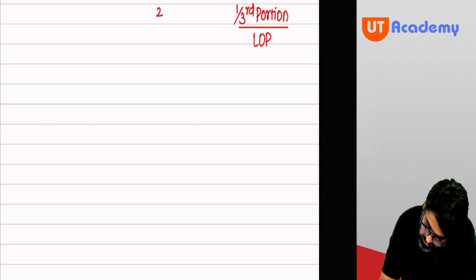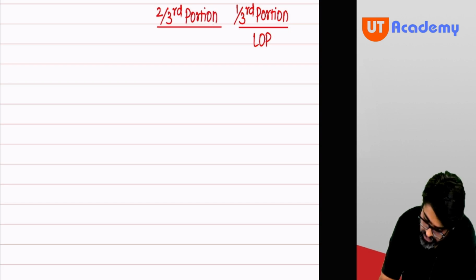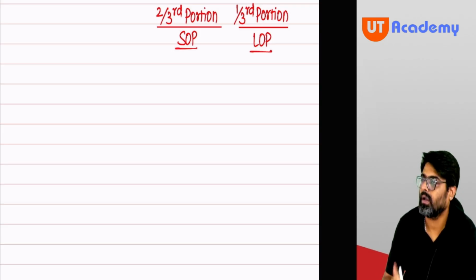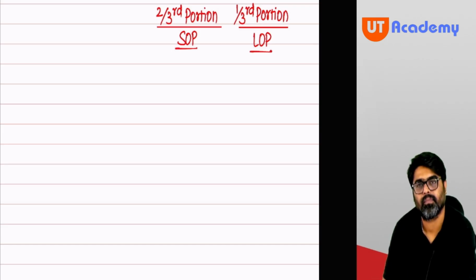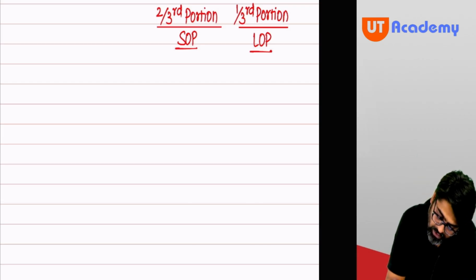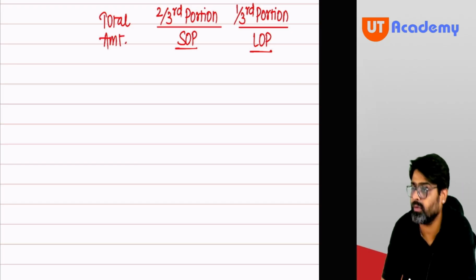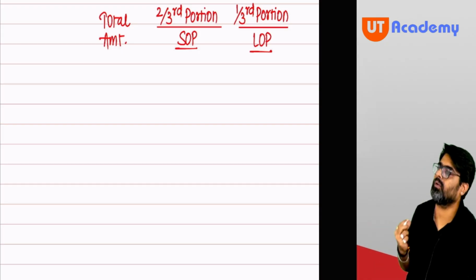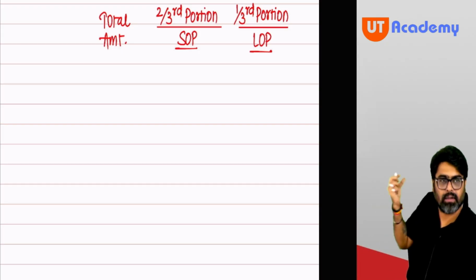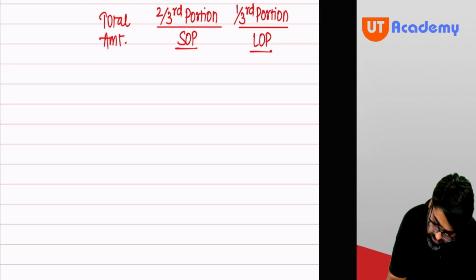What about the two-third portion? That will also be treated as a separate property and the income will be calculated separately. Done, sir? Now one more column we'll make, to write down the total amount. Of this total amount, one-third and two-third. Getting my point? And one column for particulars.